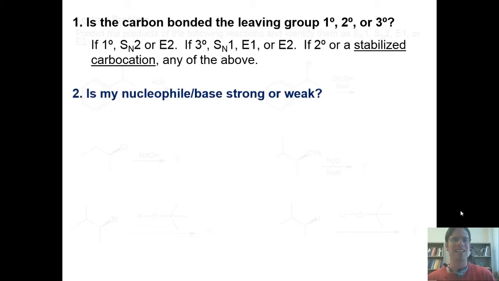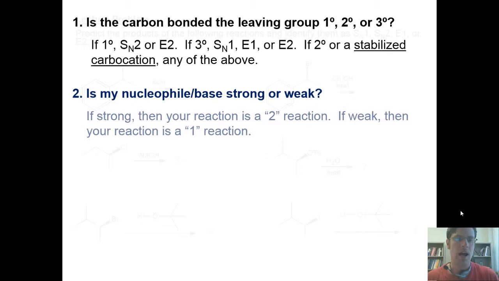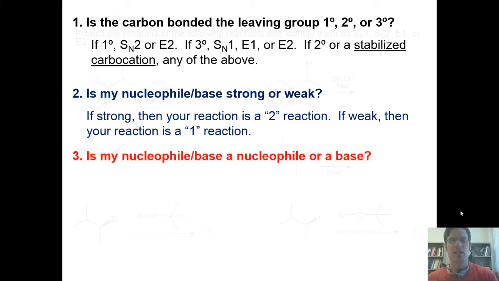Question number two says, is my nucleophile or base strong or weak? Now, if it's a strong nucleophile or base, then your reaction is going to be a 2 reaction, either an SN2 or an E2. If it's a weak nucleophile/base, then your reaction is going to be a 1 reaction. Question number 3, is my nucleophile/base a nucleophile or a base?